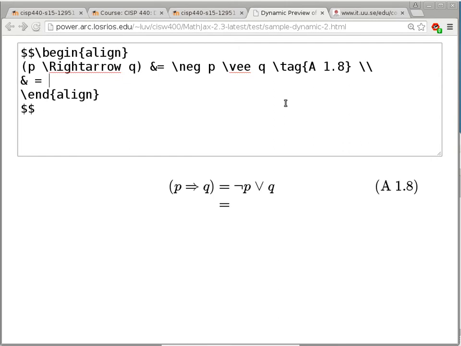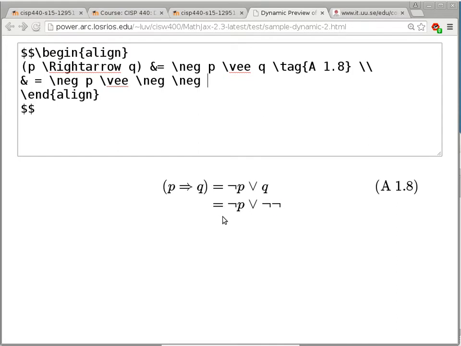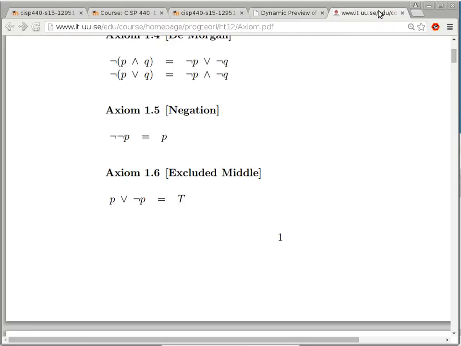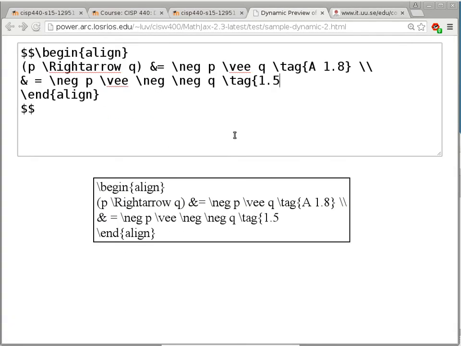And this is the nice thing about the aligned environment: you can line up all the relational symbols automatically. So we'll keep not P just the way it is, but Q we'll say is the negation of the negation of Q. And this is using axiom 1.1 again? I cannot remember the numbers. 1.5. Okay, there we go.